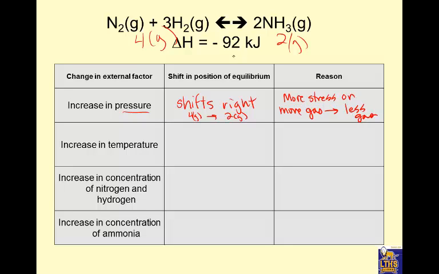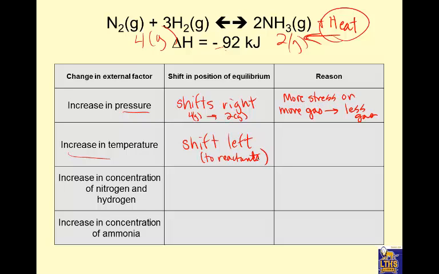What if we increase the temperature? Well, it all depends where the heat is. Since delta H is negative, the heat goes on the product side. In order to increase the temperature, we have to add heat. So if we add heat, we put stress on the side with heat, so it's going to shift away, left towards reactants. More heat, shift away from heat. So it depends where the heat is in the reaction.